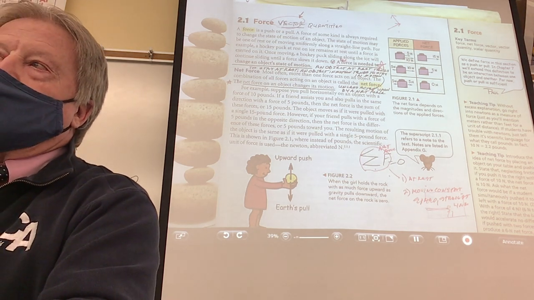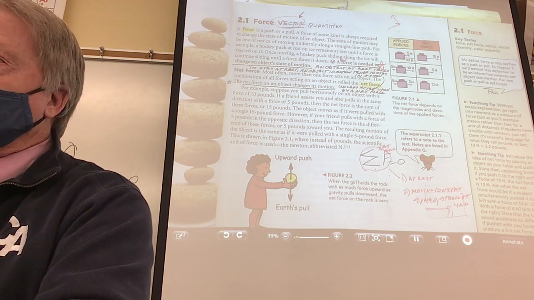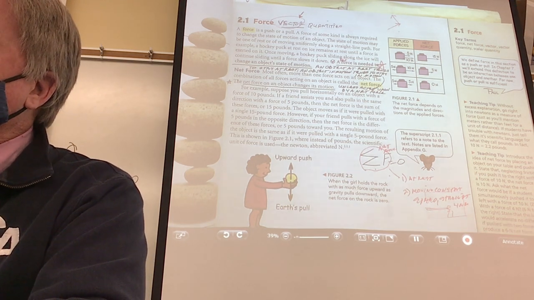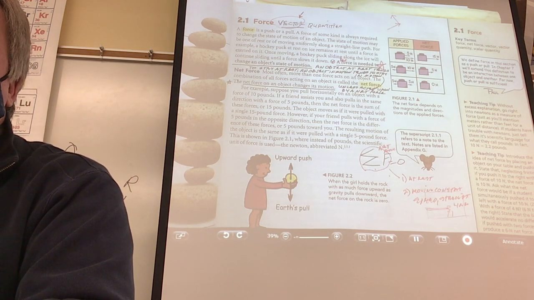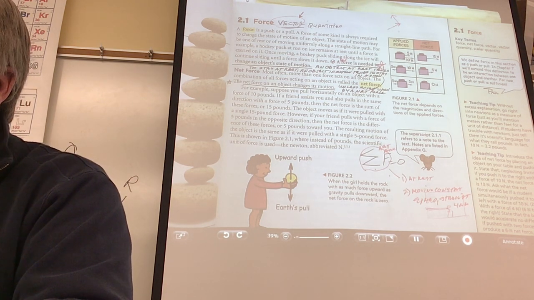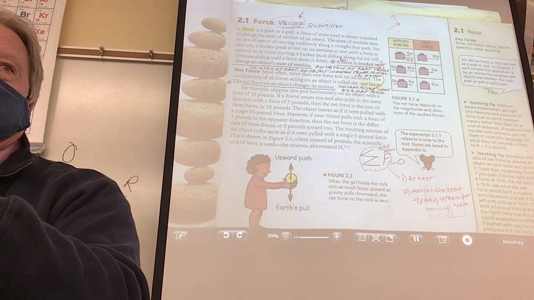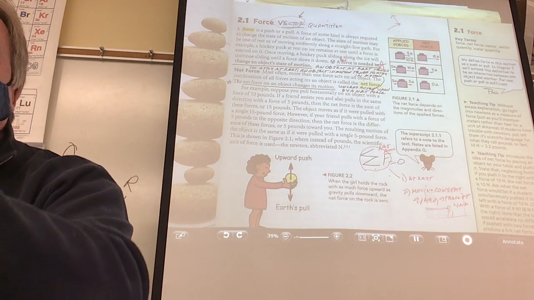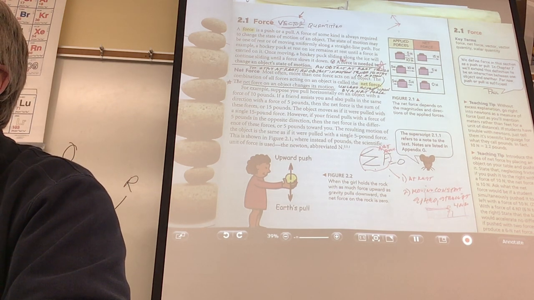Another thing is, what if somebody pushes a box along the floor and it's going at a constant speed? What if that box is going at a constant speed and you're pushing along the floor? What can you say about that? It's also in equilibrium. How can that be? I see the person putting a force on the box. They're pushing the box. How can the net force be 0? What do you think?